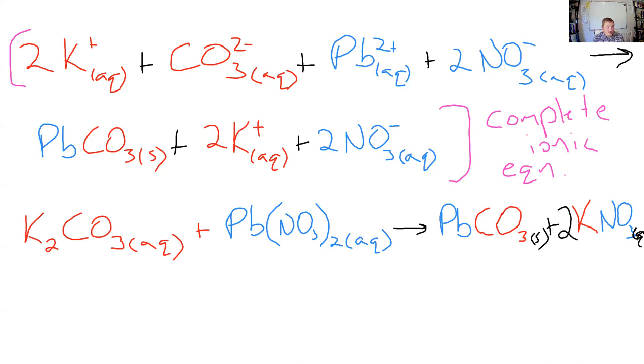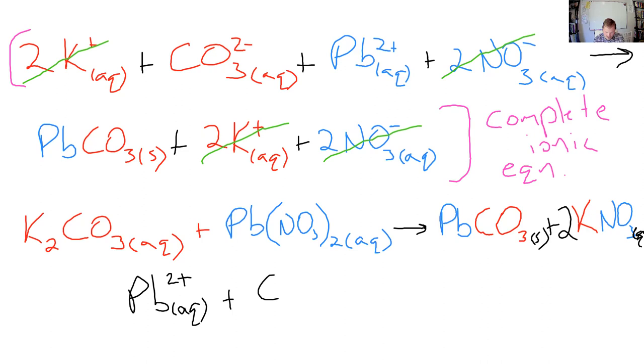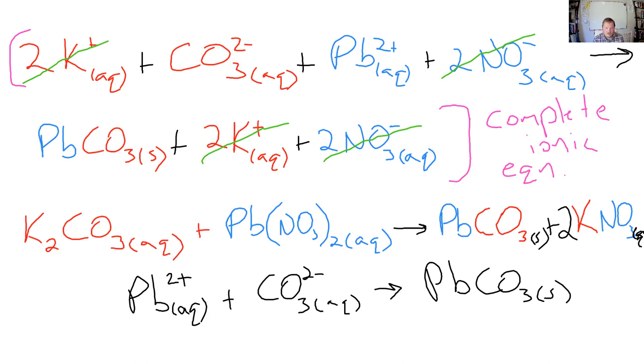And if we want the net ionic equation, all we're going to do is take the complete ionic equation, and anything that doesn't change, we cross it off. Anything that's the same on the products and the reactant side means it didn't do anything. Nothing happened to it, so we just don't write it in our net ionic equation. So two potassiums and two potassiums, we're going to cross those off. Two nitrates and two nitrates, we're going to cross those off. So our net ionic equation is just lead 2 aqueous plus carbonate aqueous turns into lead 2 carbonate solid.